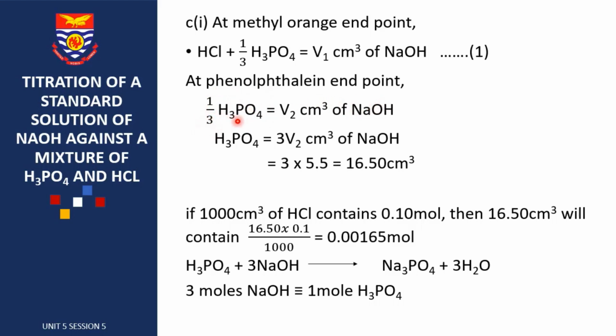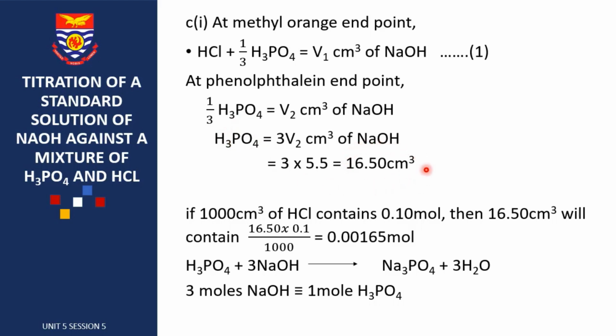We can multiply through by 3, and this 1/3 will be gone. When it leaves, we have 3 times the volume at the phenolphthalein endpoint. So we will need 3 times 5.5, that gives us 16.50. This is the volume of sodium hydroxide that would be able to completely neutralize the phosphoric acid.